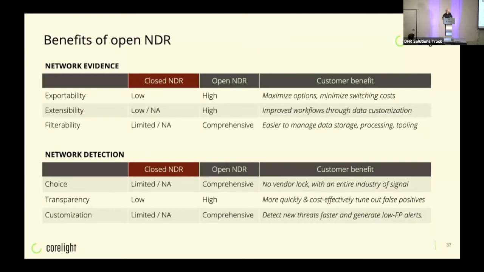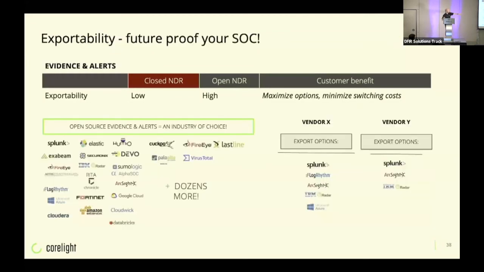On the exportability front, I'll just flash a bunch of logos here on the screen. The point is not to focus on any one of these logos. The point is to illustrate what I mean by choice, right? All of the vendors you see here on screen have support for these open source network detection and evidence standards that we've talked about. You have a lot of commercial choice when you use open source technology in your environment.